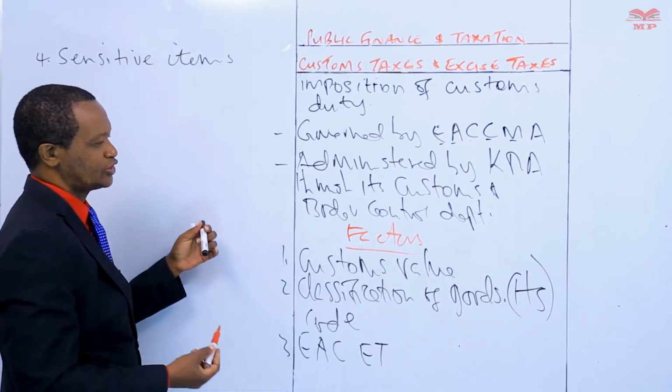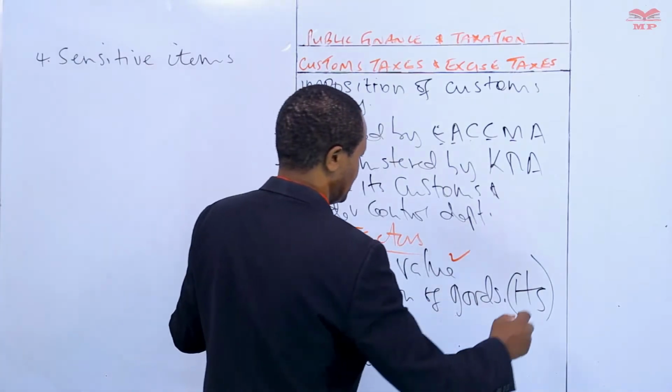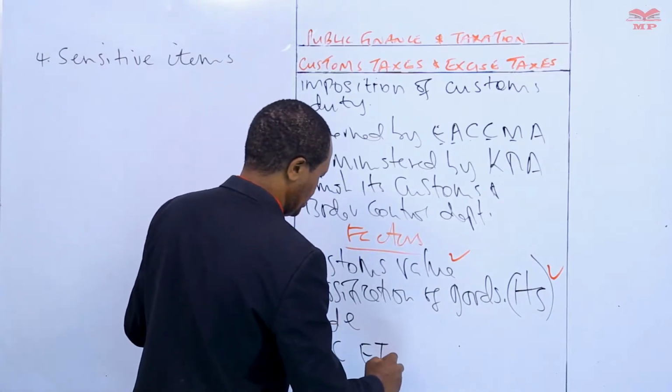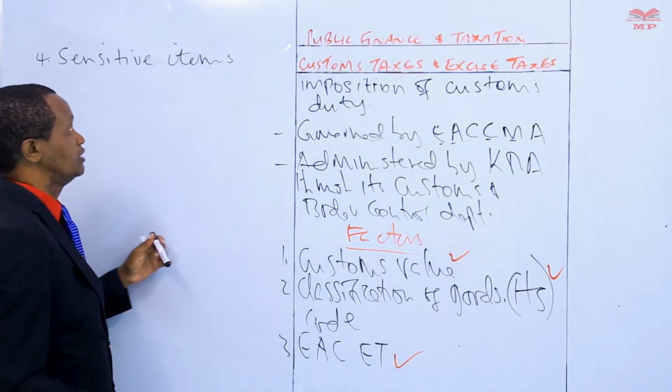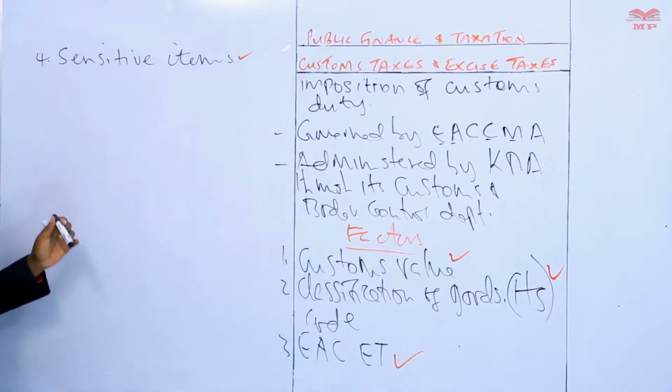Number 1 is customs value. Number 2, the harmonized system code. Then there is the East African Community External Tariff. Each has a distinct role in ensuring the prudent utilization of the amount of customs duty payable to the Kenya Revenue Authority.